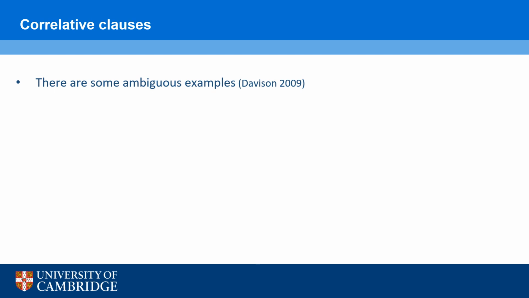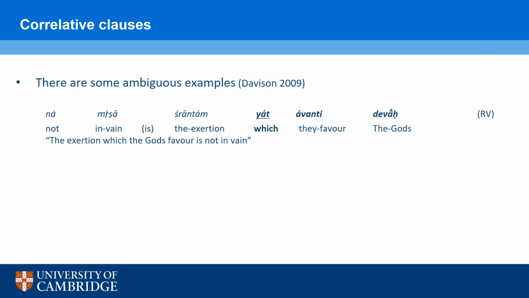Take the following Vedic example, commented upon by Alice Davison in her 2009 paper. You'll find a link to the bibliography at the end of the lecture. Namrasha shrantam yad avanti devaha. This analysis is a bit technical, so I'm going to break it down for you. Here's the gloss. At first, this may look like a plain relative, and that's perfectly possible.